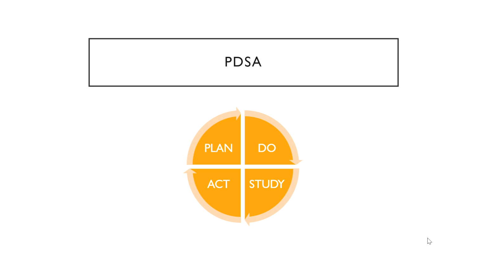So the first step is to plan. So that's identifying a specific problem or area for improvement. So you need to define your goals. Think about what you're trying to achieve, for example, reducing wait times or improving medication safety.